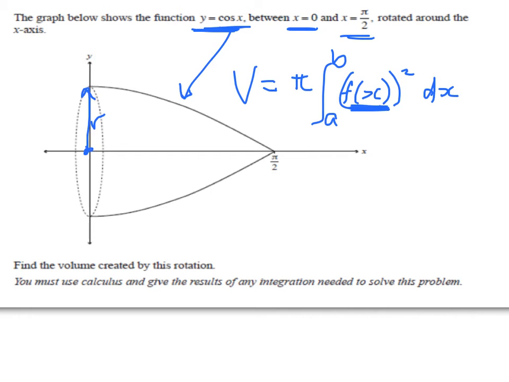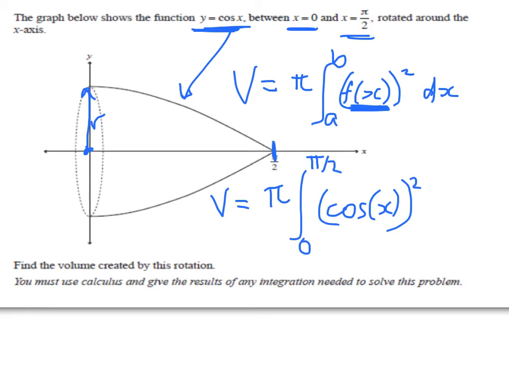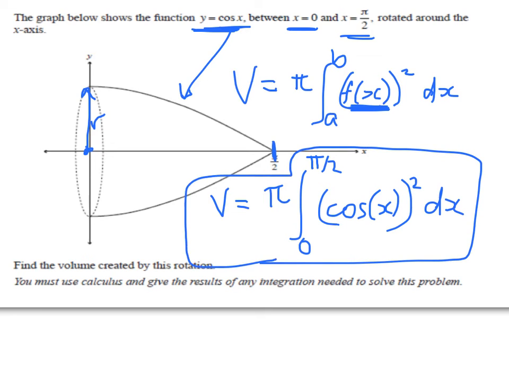Now what you can do now is try to just substitute things in here. So we've got our pi here, we've got our limits at pi on 2 and 0, and our function is cos of x. We need to square that. So have a go at evaluating that integral, and I'll go through it on the next slide.